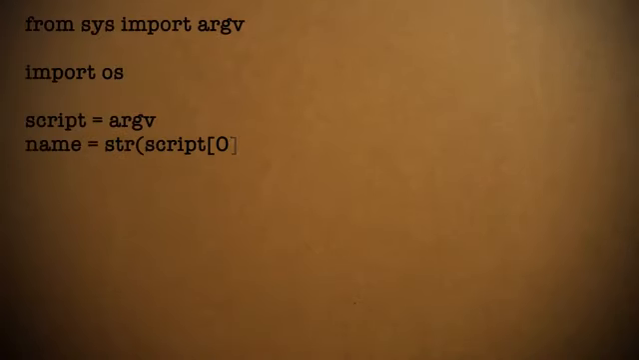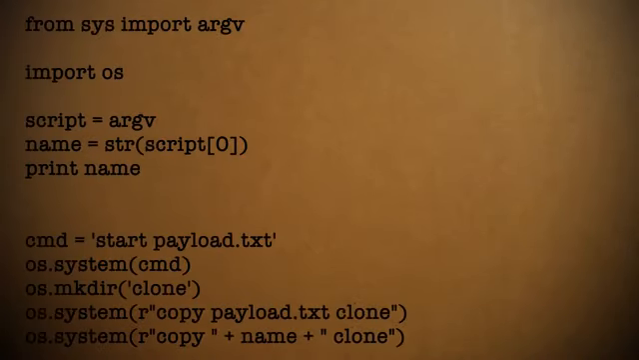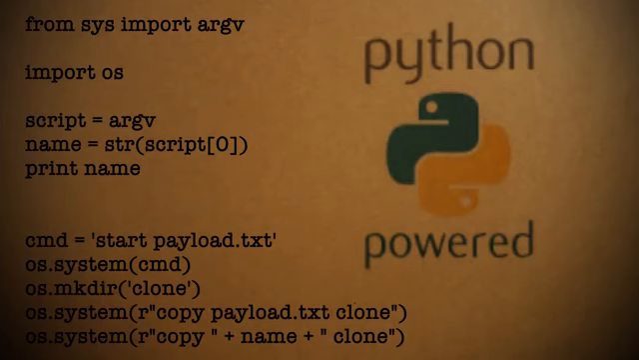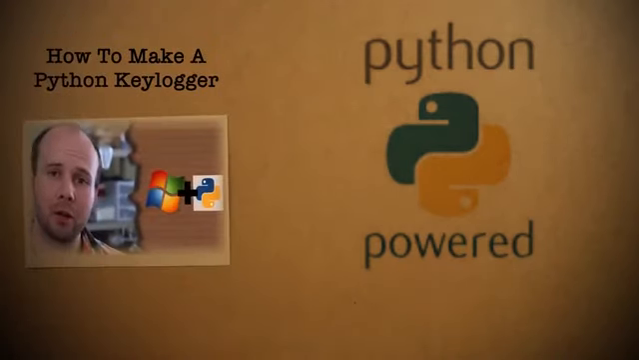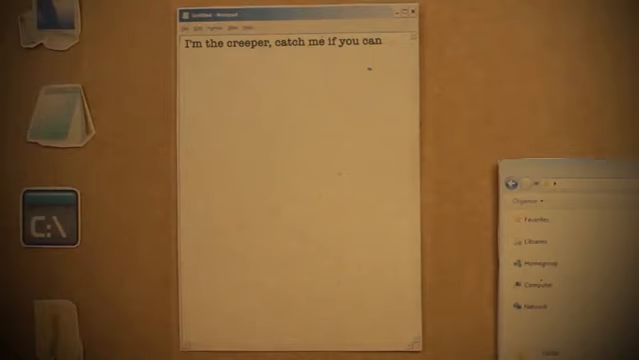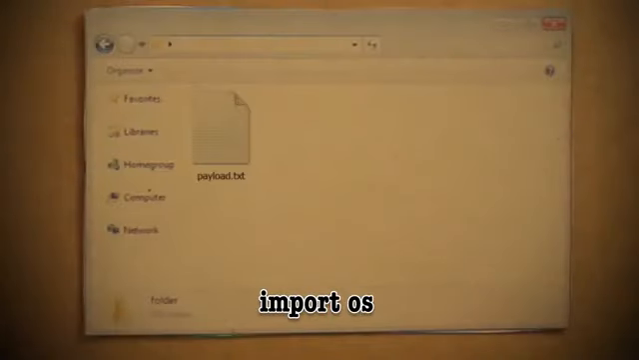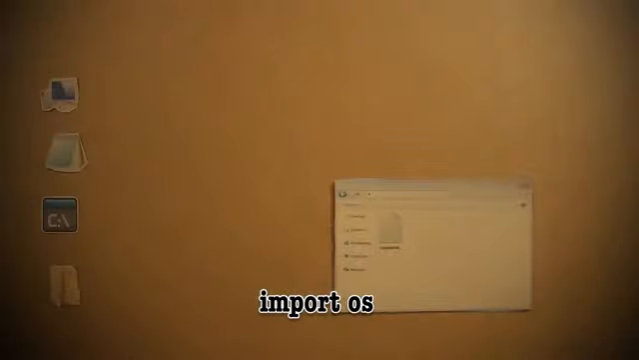But let's look at a more practical example by making our own self-replicating program. To do this, I'm going to be using Python. Why Python? Because it's simple. And I like simple. If you don't know Python, you can get a crash course by watching this video for how to make a Python keylogger. Alright, let's continue. With Python installed, create a folder on your desktop called Replicator. Then open up Notepad and type this and save it as payload.txt to your folder. This is what our program will launch.